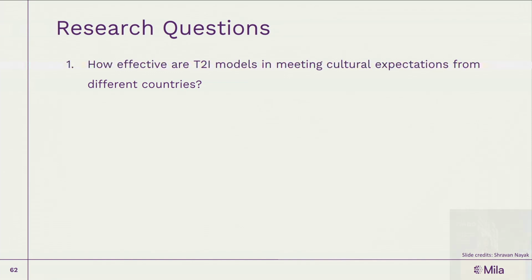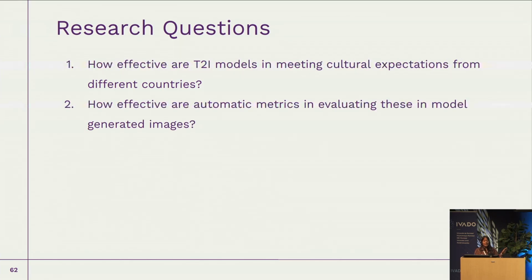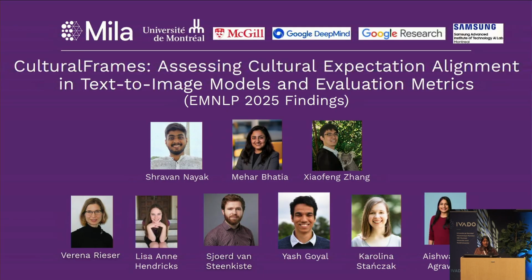So we were interested in asking how we can quantitatively assess how effective current models are in meeting cultural expectations from different countries. Here we are using country as a proxy for culture, which has some limitations of its own, but we're not going to get into that for now. And how effective are automatic metrics? Because for a lot of these image generation tasks, we use automatic metrics to determine whether the output is good or not, right? So we are also going to evaluate the goodness of the automatic metrics, specifically how aligned they are with human evaluations. This is a paper which is going to be presented at EMNLP.